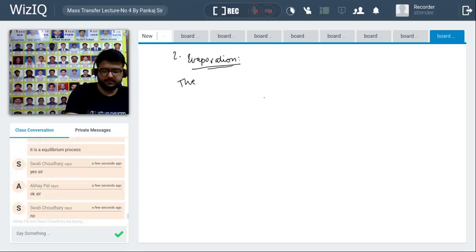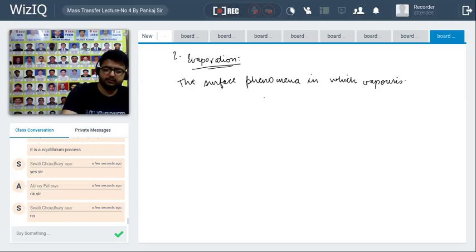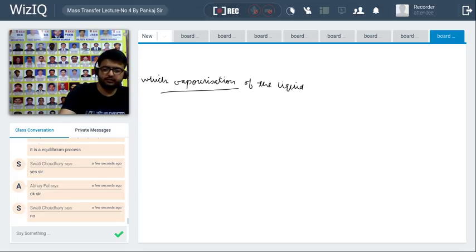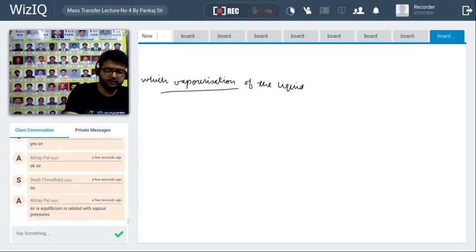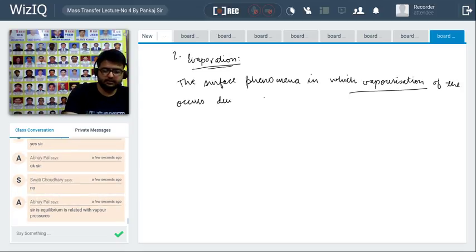The surface phenomenon in which vaporization of the liquid occurs.